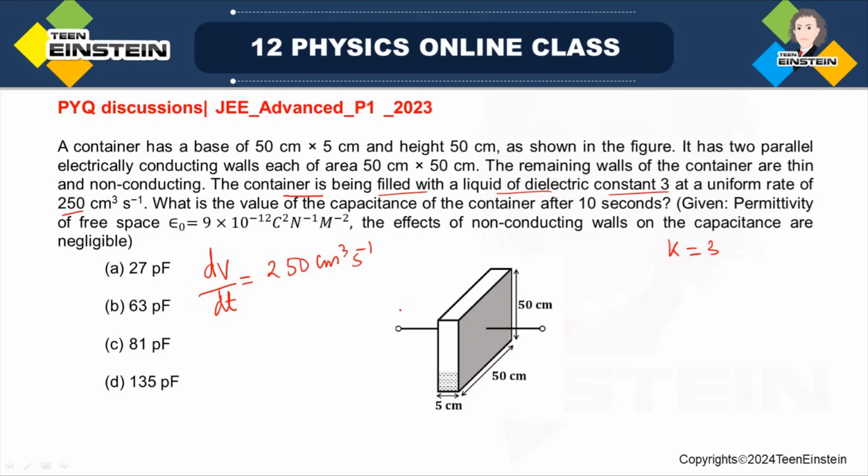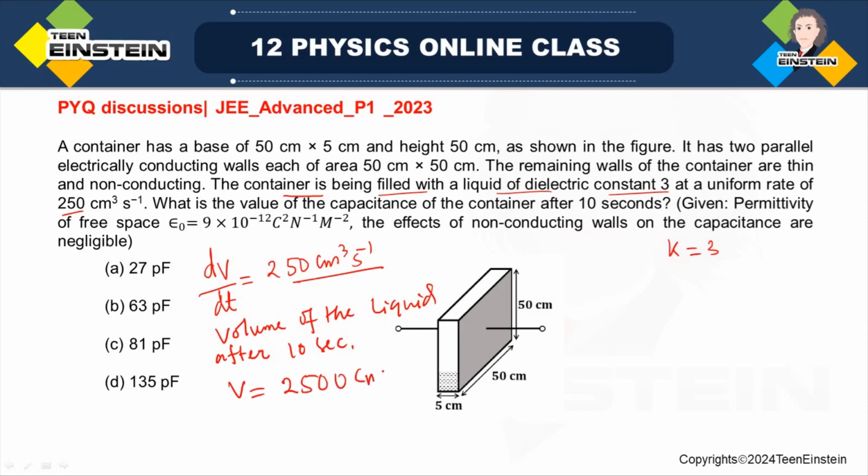That means after 10 seconds the container will be filled with a certain volume of liquid. Let us find out the volume of the liquid after 10 seconds. You just have to multiply 10 seconds with this rate to get the volume. So it will be 2500 cm3. This is the volume after 10 seconds.